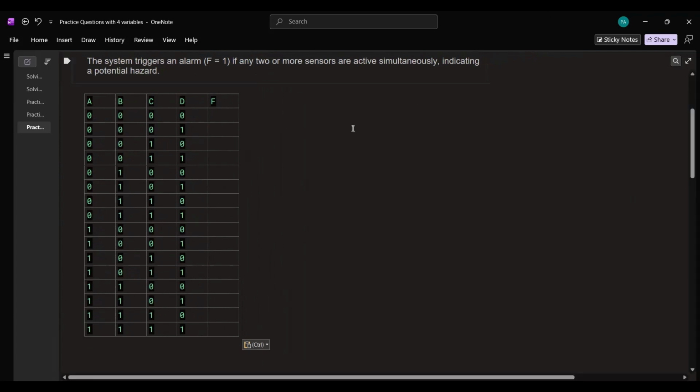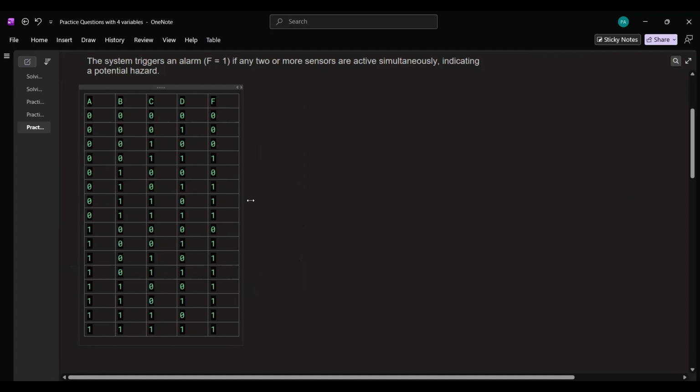That's the idea. So if you look at this, the first one, all 4 are 0, so the output will be 0. Only 1 is 1, so the output will be 0. Similarly, here also only 1 is 1, output will be 0. Since there are 2 inputs as 1, we'll put 1 here. Similarly, here 0, here 1, here 1, here 1, here 0, here 1, here 1, here 1, and other than that, everything will be 1.